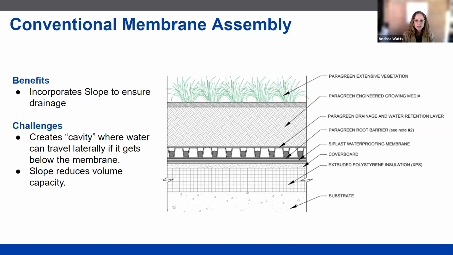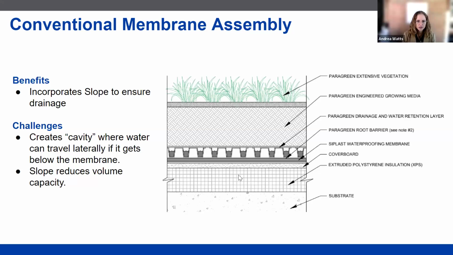The challenge with this assembly is that there is a cavity formed by that insulation where water can potentially travel below the membrane and not drain out properly. So we have that extra space between our roof deck and our membrane that, when we're starting to store water, can potentially cause us to ask some questions.